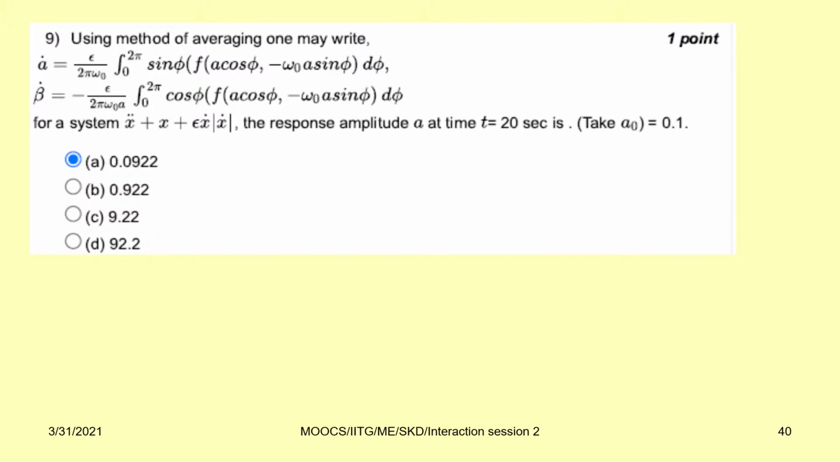In this case, we have a system with quadratic nonlinearity, quadratic damping actually. So x dot is damping, and you are multiplying it by mod x dot. So what is mod x dot? It is equal to x dot if x dot is greater than 0, and minus x dot if x dot is less than 0. So you have two values of x dot.